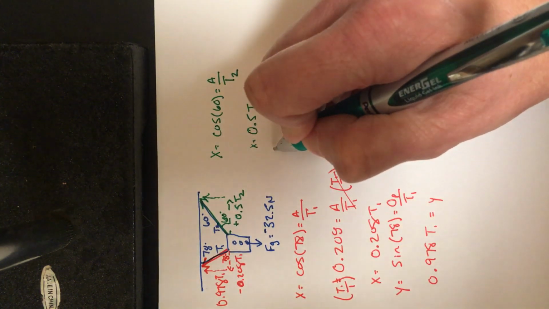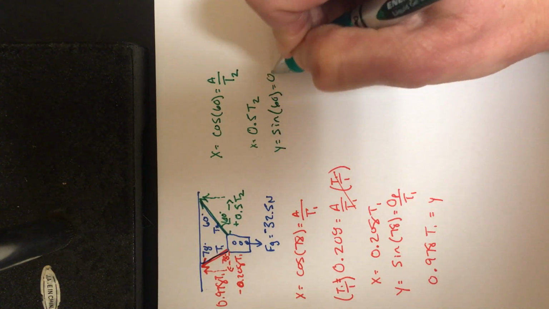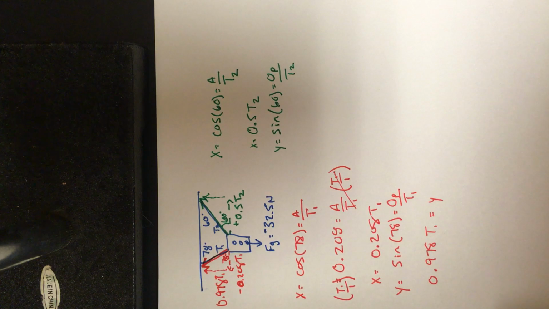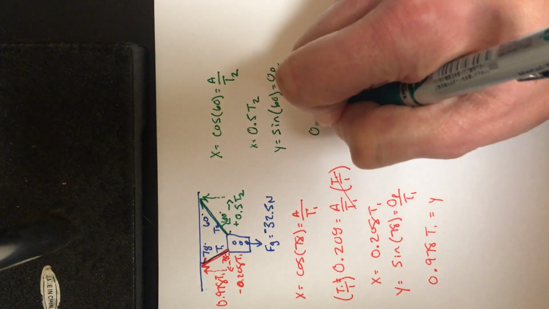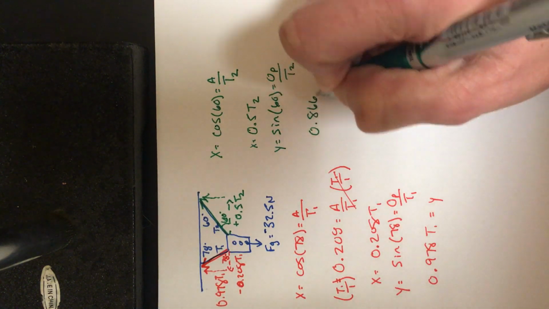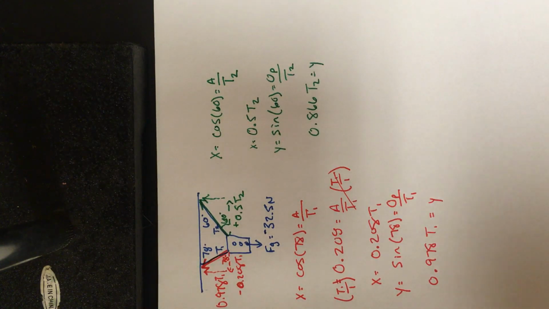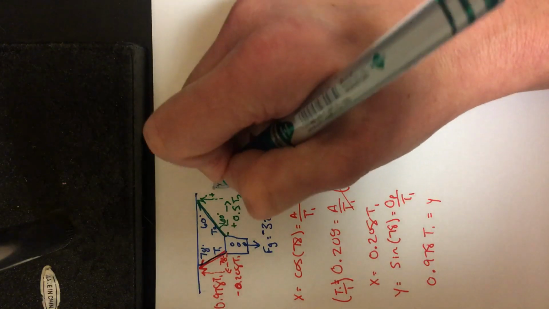Now I'm going to do the Y component. That's the opposite side. So we'll do sine of 60 is equal to opposite over T2. And again, let's convert that into a decimal number. So the sine of 60 is going to be 0.866. So the Y component on that side of the triangle is going to be 0.866 T2. I'm going to put that into my picture.